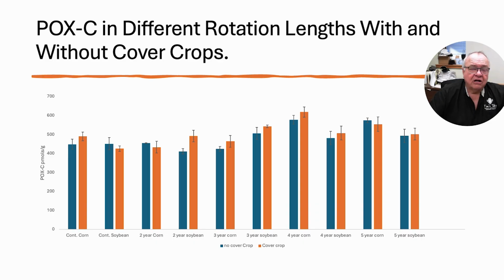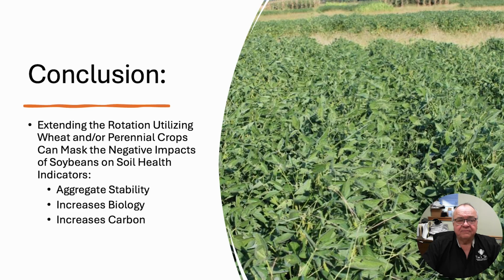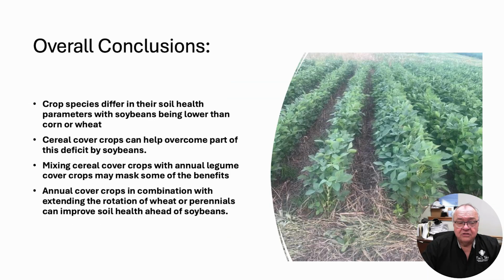So POC, or that carbon in the soil that the soil microorganisms can utilize, is increasing when we extend that crop rotation. Our conclusions on this part are that extending the rotation and utilizing wheat or perennial crops can mask some of those negative impacts on soil health indicators during the soybean rotation phase. We improve the aggregate stability, or soil structure, we increase the biology, and we also increase the soil carbon. So our overall conclusion is that crop species do differ in their soil health parameters, with soybeans being lower than corn or wheat.